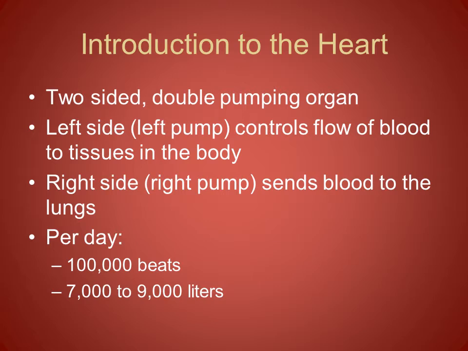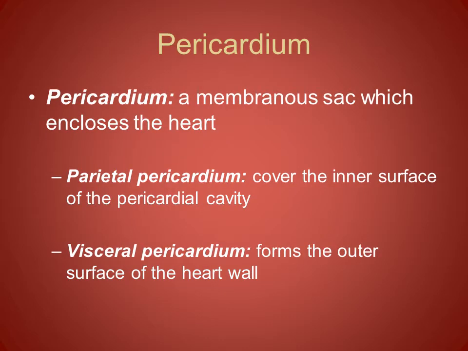On average per day, for the average individual, it's about 100,000 beats, and it's moving between 7 to 9,000 liters. So it's working pretty hard. The pericardium is this membranous sac that is enclosing the heart. It's helping to protect it, helps to reduce friction.